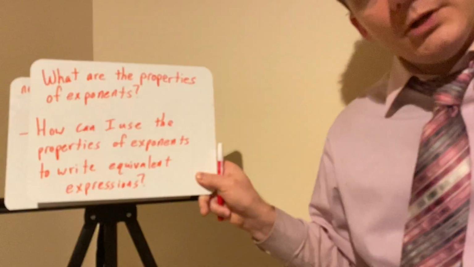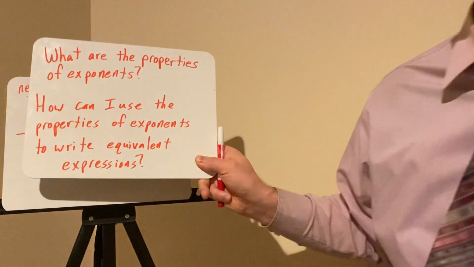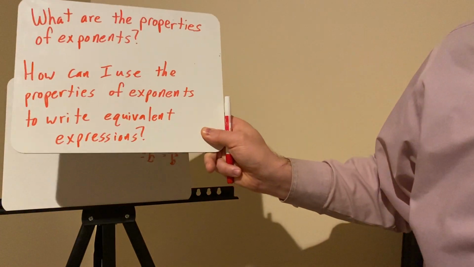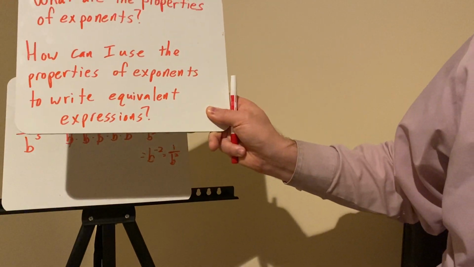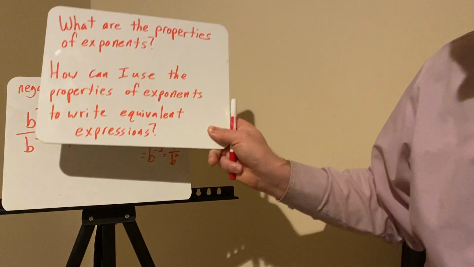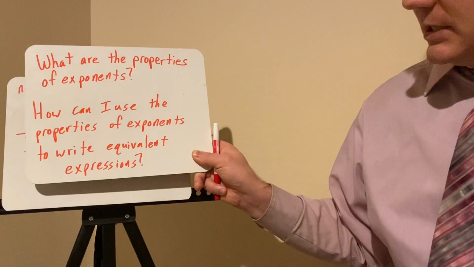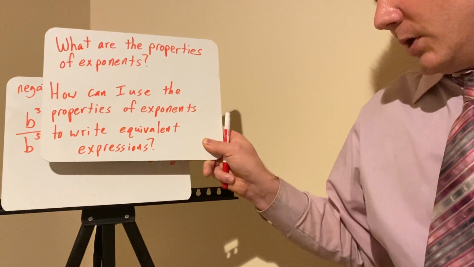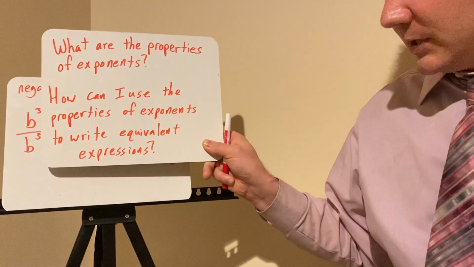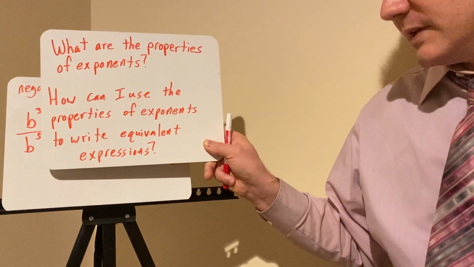What are the properties we talked about? What are the properties of exponents? We got the quotient of powers property, the power of a power property, and the product of powers. And how can I use these to write equivalent expressions? Again, you would either add, multiply, or subtract your exponents in finding the equivalent expressions.